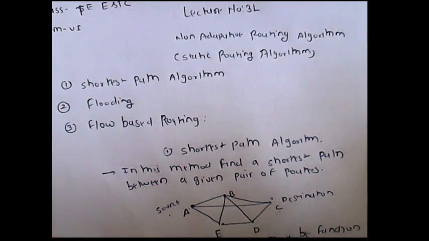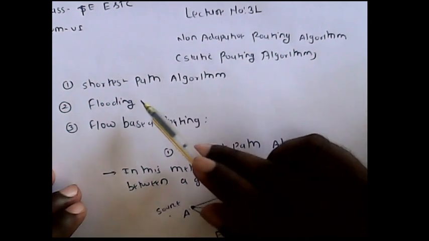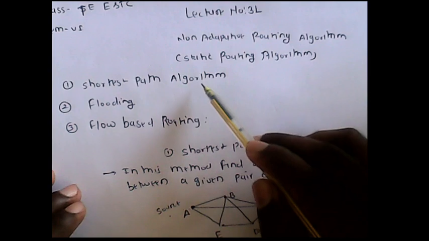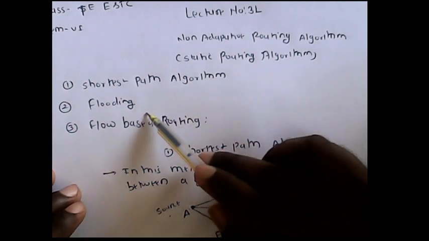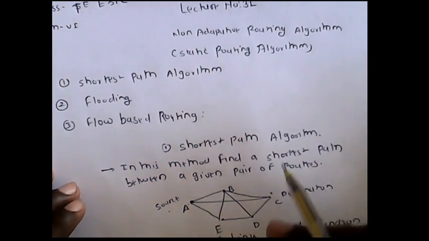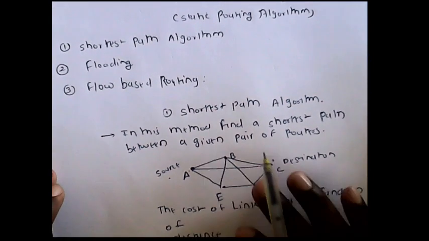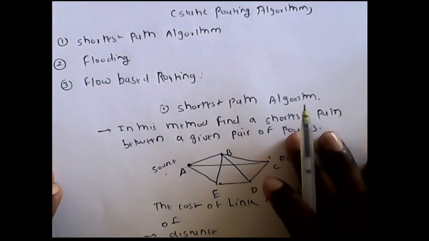There is no calculation at real time. The calculation is done before the network is established. So the non-adaptive or static routing algorithms are classified into three subclasses: shortest path routing algorithm, flooding and flow based routing. So let us start with the shortest path algorithm.